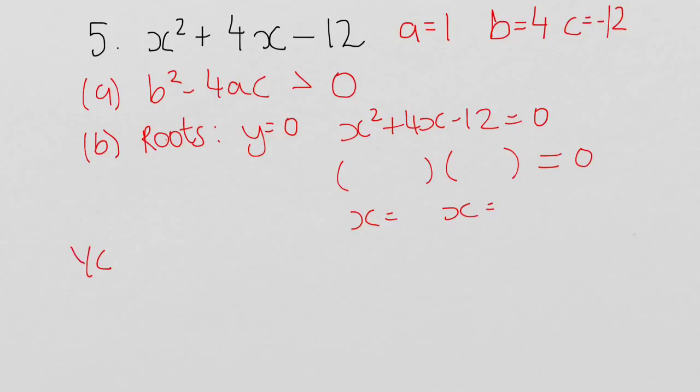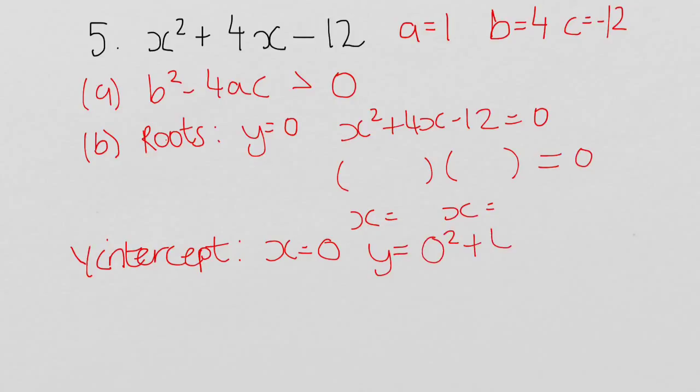You're then asked to go on to do your y-intercept. At this point where the graph cuts the y-axis, x equals 0. So you can then just put x equals 0 into the equation from the beginning to give you your value for y, and you'll get another set of coordinates.